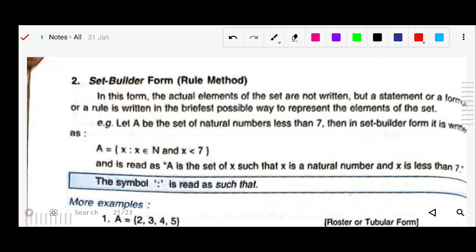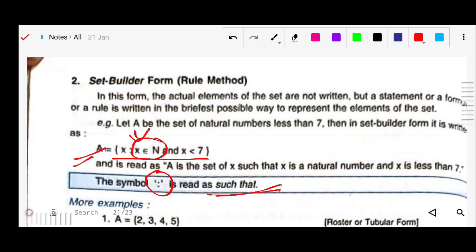As you can see, X, then there is a double dot, which is called a colon, and then X belongs to N, and X less than 7. First of all, you should know about this sign. This sign is read as 'such that'. So how to read this particular set A: X such that X belongs to N, the natural numbers, and conditions.